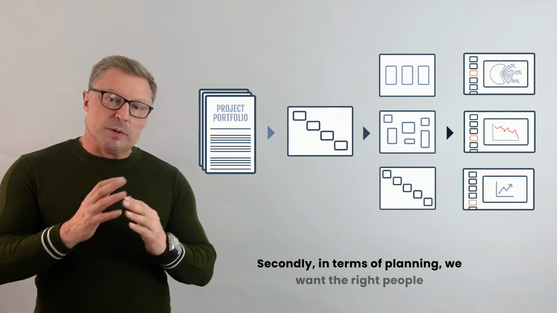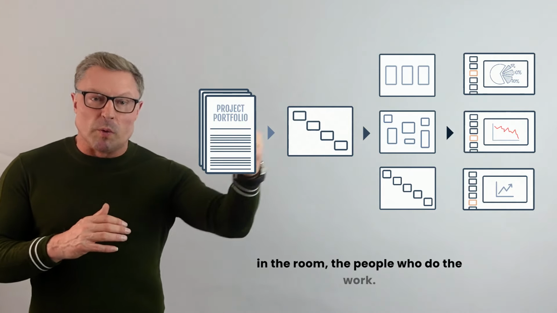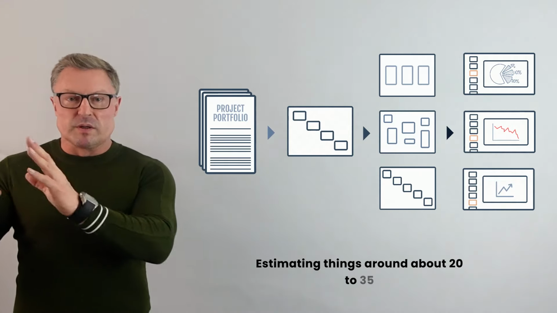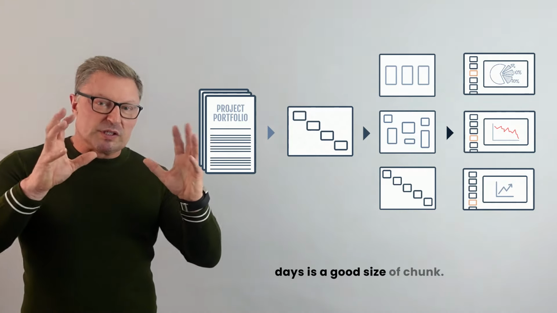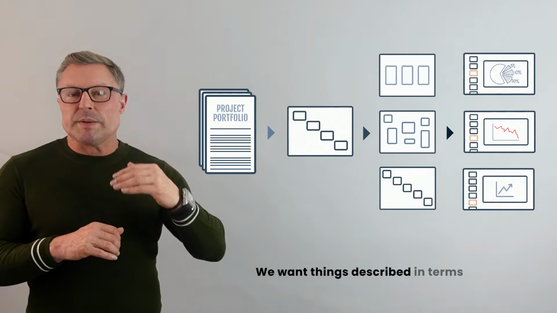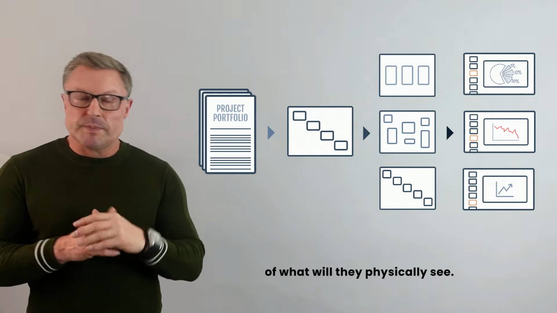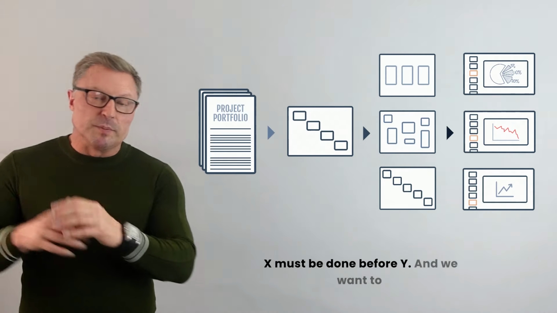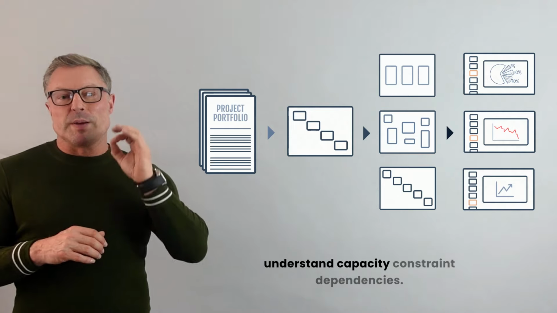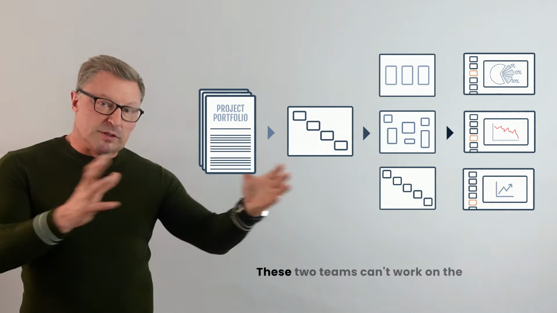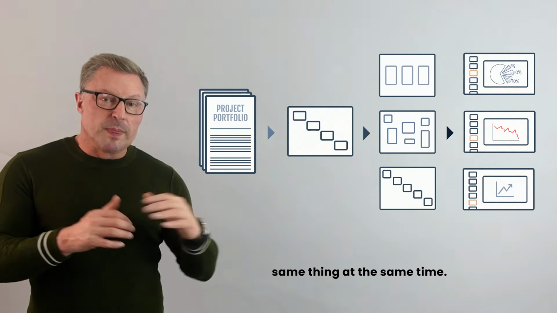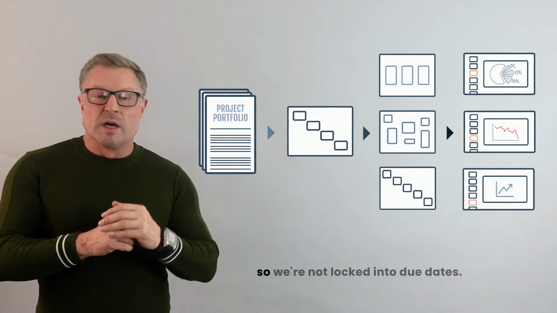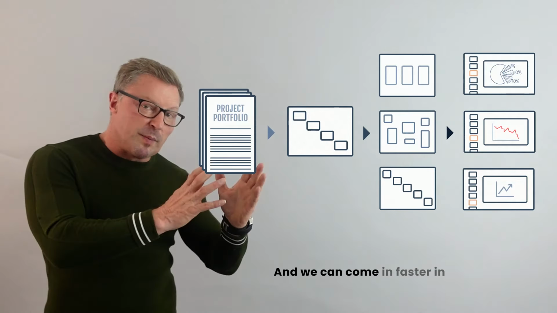Secondly, in terms of planning, we want the right people in the room, the people who do the work, estimating things in roundabout 20 to 35 days is a good size of chunk. We want things described in terms of what they will physically see. We want to understand hard dependencies: X must be done before Y, and we want to understand capacity constrained dependencies: these two teams can't work on the same thing at the same time. And we want estimates where we have a safe estimate and an ambitious estimate, so we're not locked into due dates and we can come in faster.